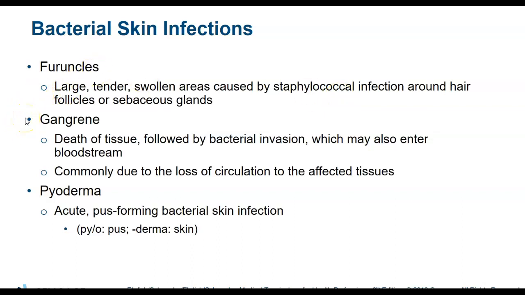Gangrene is when we have death of a tissue, and then it's followed by a bacterial invasion. And again, this can enter the bloodstream. This can be a systemic issue, and the minute that infection gets into the blood, you can have a life-threatening situation. Usually gangrene is due to the loss of circulation to that area. It also can be if you've got frostbite, your finger, the cold has killed off the blood supply. But we see this a lot in our diabetic patients.